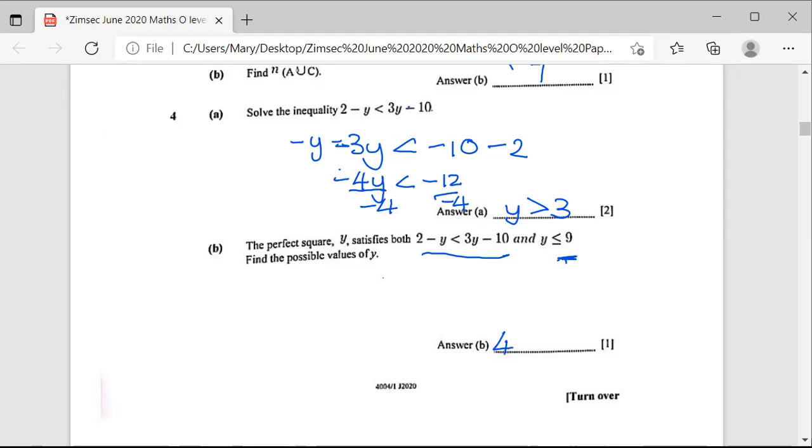5 is not a perfect square. 6 it's not. 7 it's not. 8 it's not. And 9 it's also a perfect square, because square root of 4 it's 2 and the square root of 9 is 3. So these are the 2 perfect squares that are within that range.